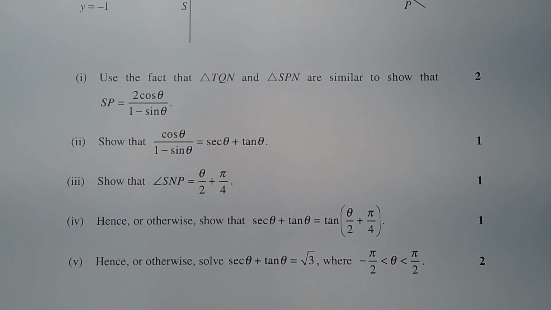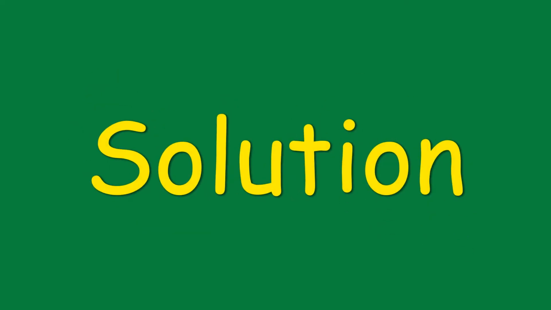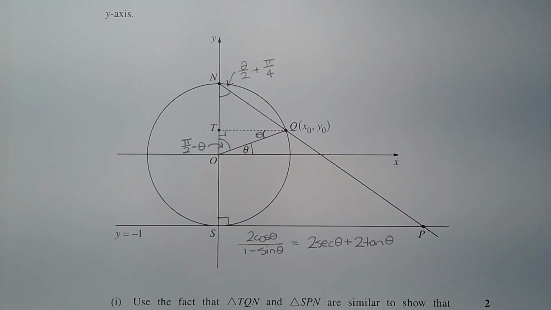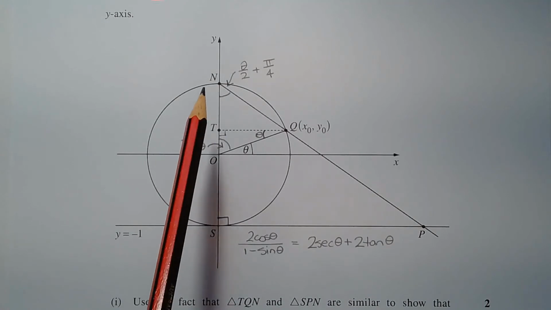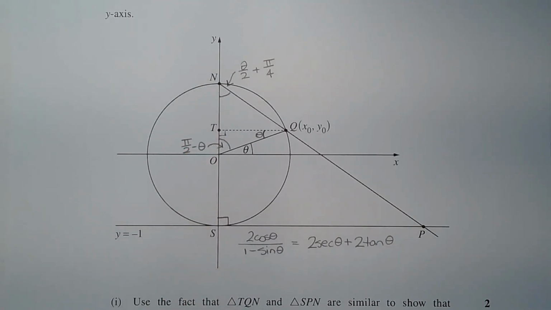Part 4. Hence or otherwise, show that sec theta plus tan theta equals tan of theta over 2 plus pi over 4. In right-angled triangle NSP, side SP is equal to 2 cos theta over 1 minus sine theta, which equals 2 sec theta plus 2 tan theta. That's from parts 1 and 2. Side NS is equal to 2 units, since NS represents the diameter of the unit circle. And angle SNP is equal to theta over 2 plus pi over 4, and that's from part 3.